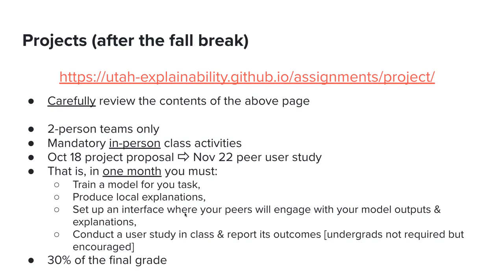And at some point we will have a lecture where I will go over which kinds of interfaces we can use for something like this. This will be an in-person session, where first we'll have a session in which I tell you how we go about this.